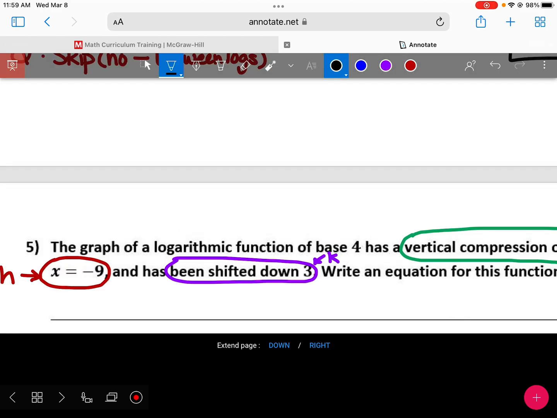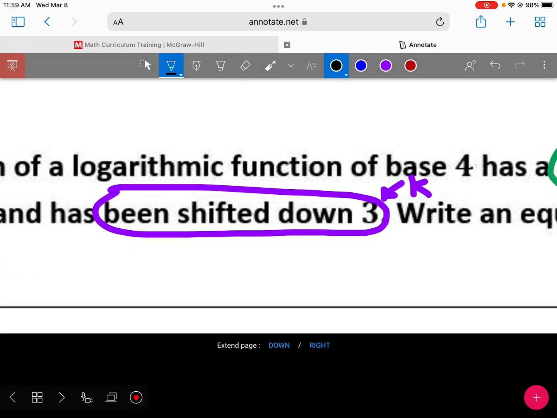All right, now I get to the end of it. Write an equation. What does an equation have to have in it, or else it's not an equation? It has to have an equal sign, right? f of x or y equals. You have to have something equals, and then we write our log function. I'm going to write y equals. You are welcome to write f of x equals. Means the exact same thing.